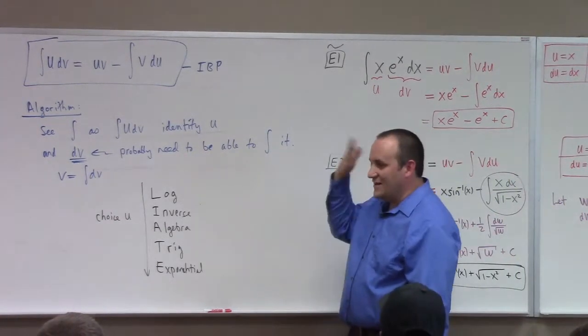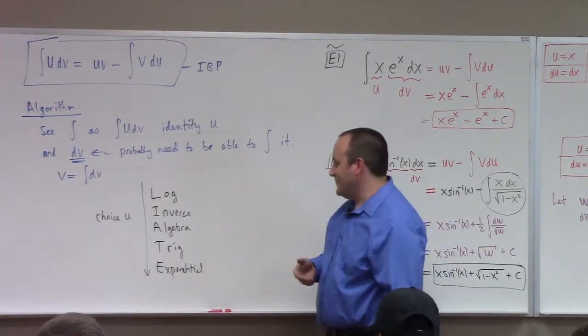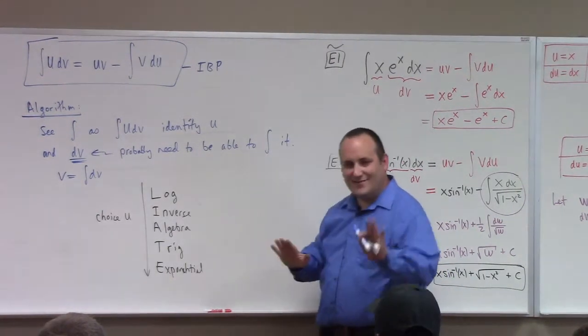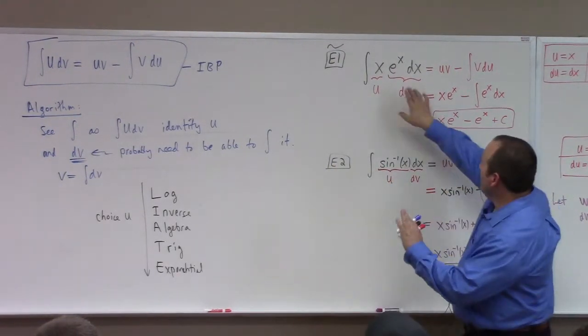I'm sorry, I can't get it out of my head. e to the x is the inverse function of the log. These are the same categories. Sorry, I'll shut up. It makes sense to you guys. Let me stop.